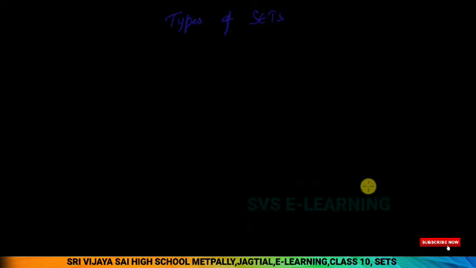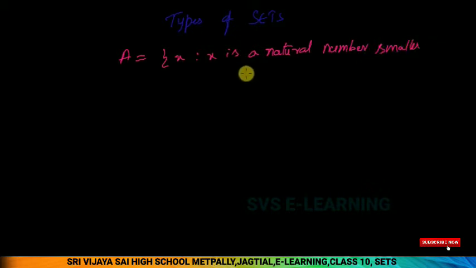Let us now learn about types of sets. Let's say I write down A is the set of elements x such that x is a natural number smaller than 1. So A is a set of natural numbers smaller than 1. This I have written in set builder form.